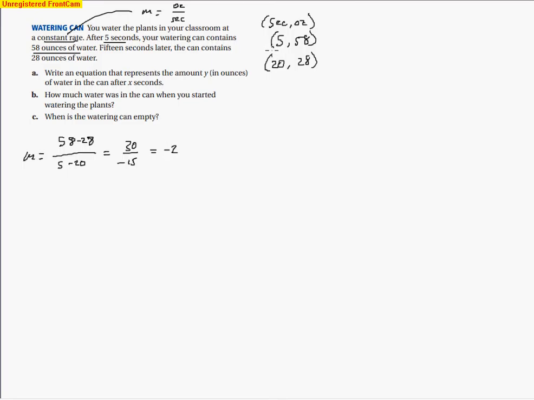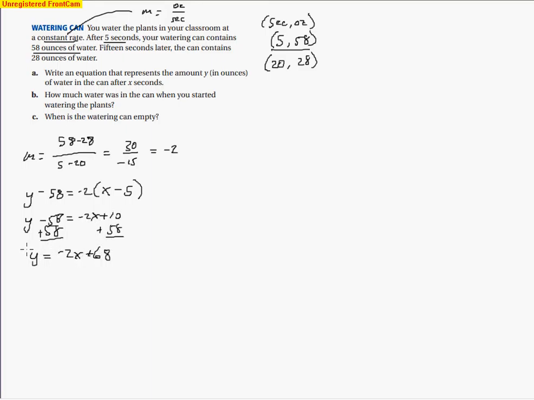Now let's take a point. I'll just pick this point right here and substitute it into the equation. y minus 58 equals negative 2 times x minus 5. And so we go ahead and distribute. y minus 58 equals negative 2x plus 10. So I'll go ahead and add the 58 to both sides to get y by itself, and I've got y equals negative 2x plus 68.